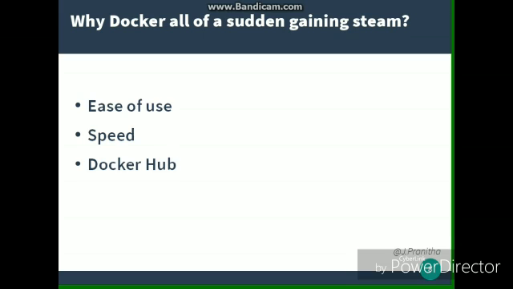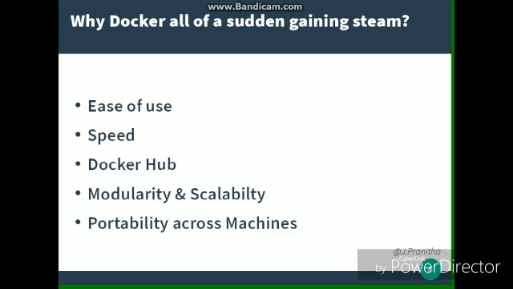Next is Docker Hub. Docker's users also benefit from the increasingly rich ecosystem of Docker Hub, which you can think of as an app store for Docker images. Docker Hub has tens of thousands of public images created by the community that are readily available for use. Next is modularity and scalability. Docker makes it easy to break out our application's functionality into individual containers. Portability across machines. It follows the principle build once, run anywhere.